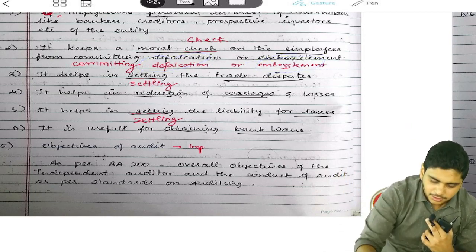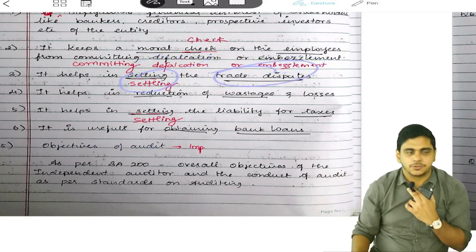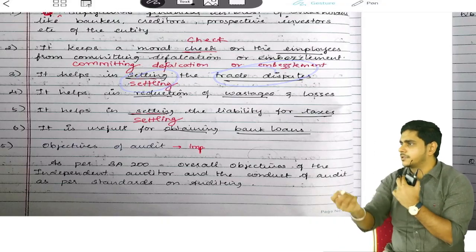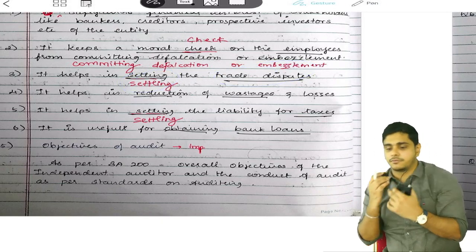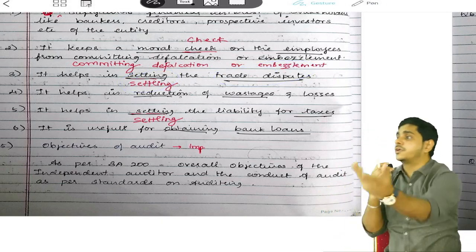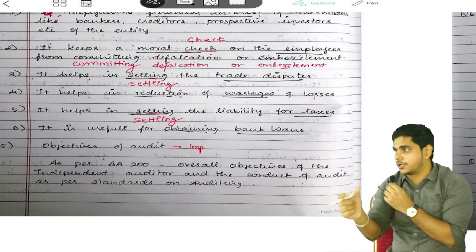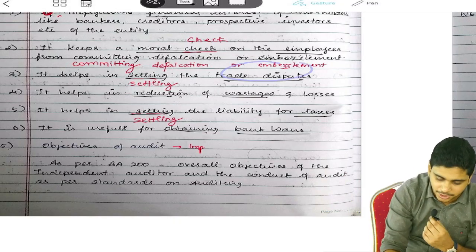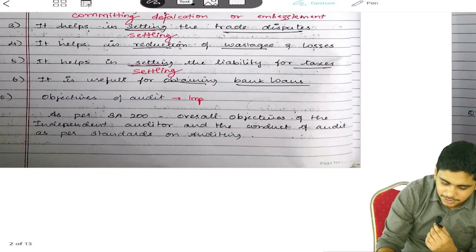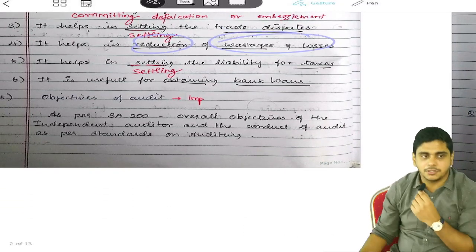Third, it helps in settling the trade disputes. It could be a dispute between creditors. Okay, the company says we are unable to pay money because we don't have money. But if the accounts are audited, there would be profit or there could be loss also. So it helps to settle the trade dispute. It helps in reduction of wastages and losses.